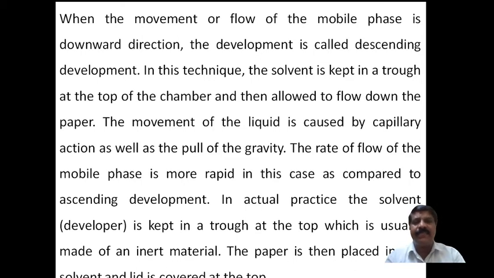Now descending is exactly the reverse of that. When the movement or flow of the mobile phase is in a downward direction, towards the earth, towards the gravitational force, the development is called descending development. In this technique, the solvent is kept in a trough at the top of the chamber, and then allowed to flow down the paper. The movement of the liquid is caused by capillary action as well as the pull of gravity.